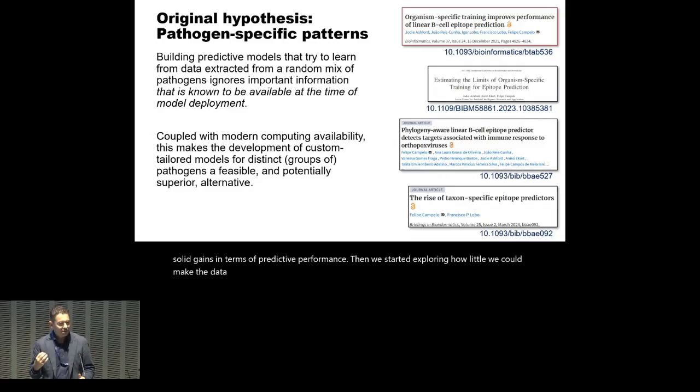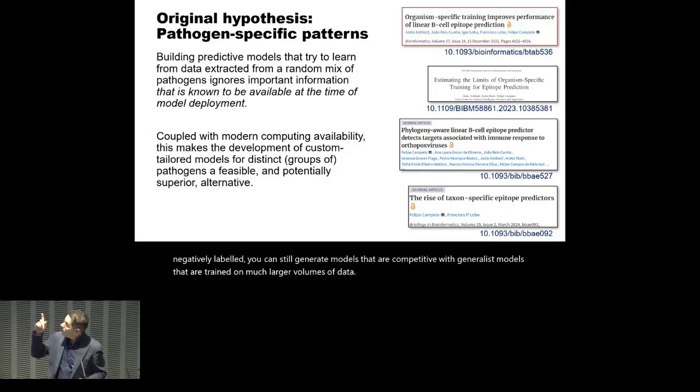So how scarce can the data be and still give rise to useful models? And we found out that if you have more than a couple of tens of peptides, on average, positive and negatively labeled, you can still generate models that are competitive with generalist models that are trained on much larger volumes of data, but are not necessarily specialized for the pathogen of interest.